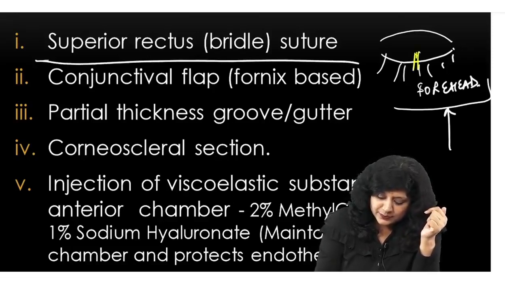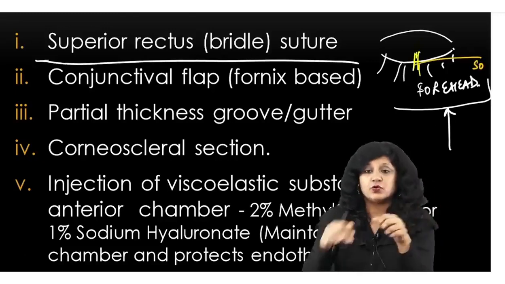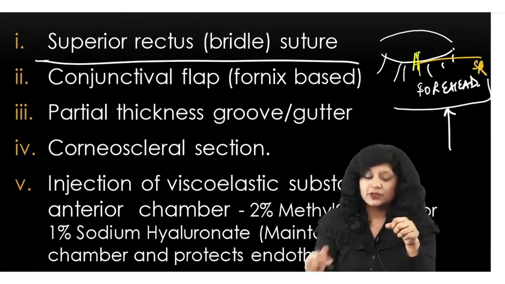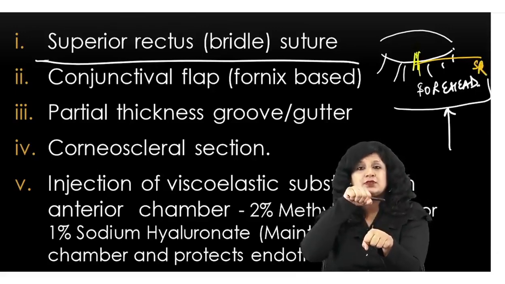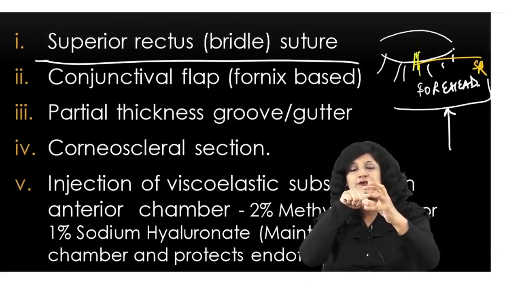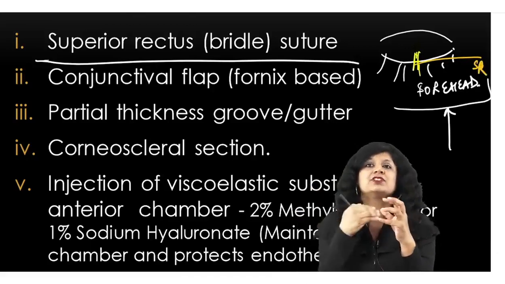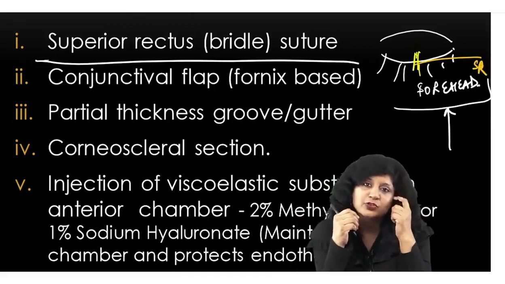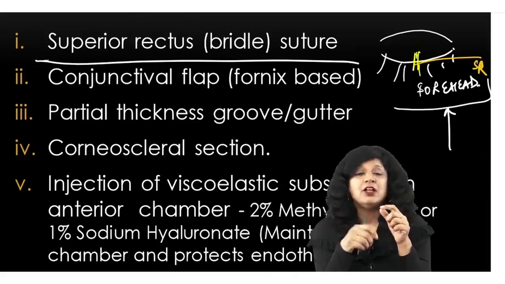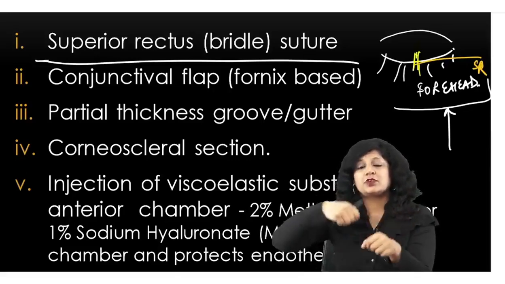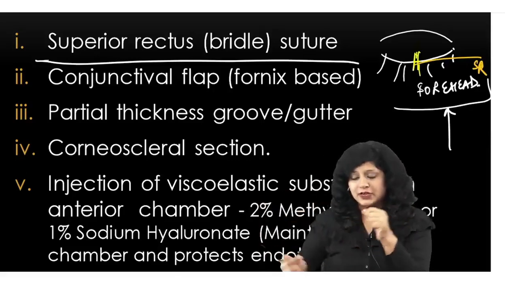This superior rectus bridle suture has to be passed here. The reason is that when you are pulling the superior rectus bridle suture, you get a lot of area to work upon. This is the first thing, and you have to be very, very careful, because these muscle bellies are very fragile. If you are not able to do it once, and you try twice or thrice, then it can also be perforated.